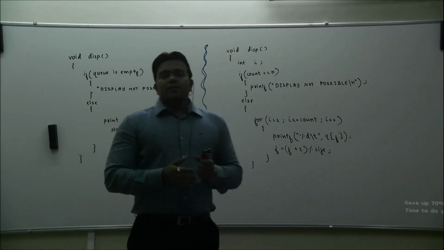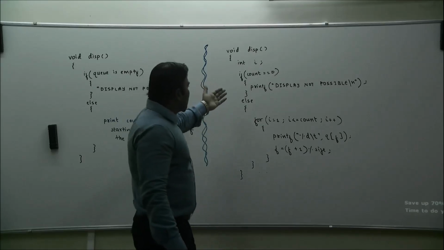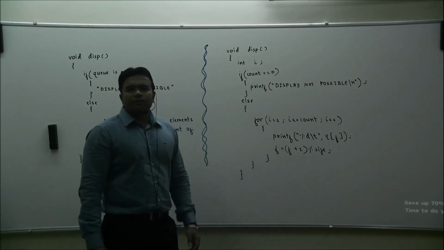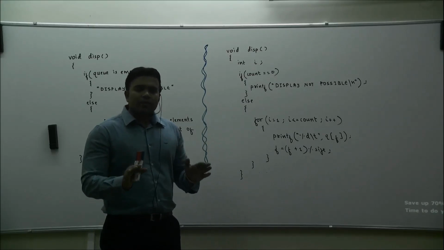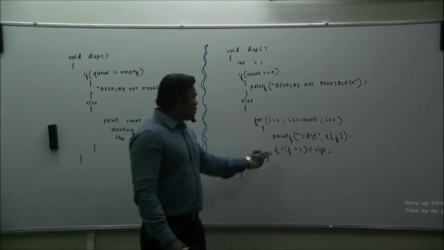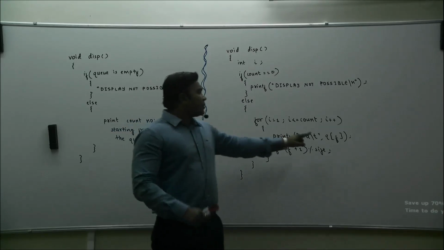This is the way the display function has to be written. Quite a simple function: if the count is 0, then it means that the display is not possible. Otherwise elements are there, so it is possible. How many elements to print? Count number of elements. So this loop is going to loop count number of times, and I am going to begin printing from the front.